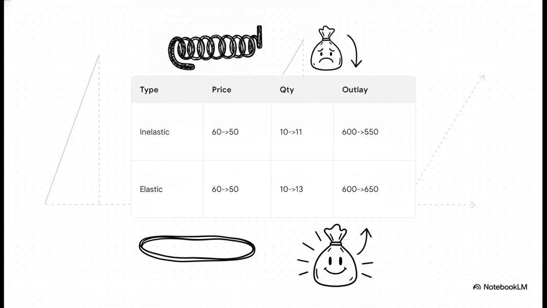But for a relatively elastic luxury good, that same exact price drop causes sales to surge from 10 to 13 units. Total spending rises from 600 to 650. The seller makes more money by lowering the price.